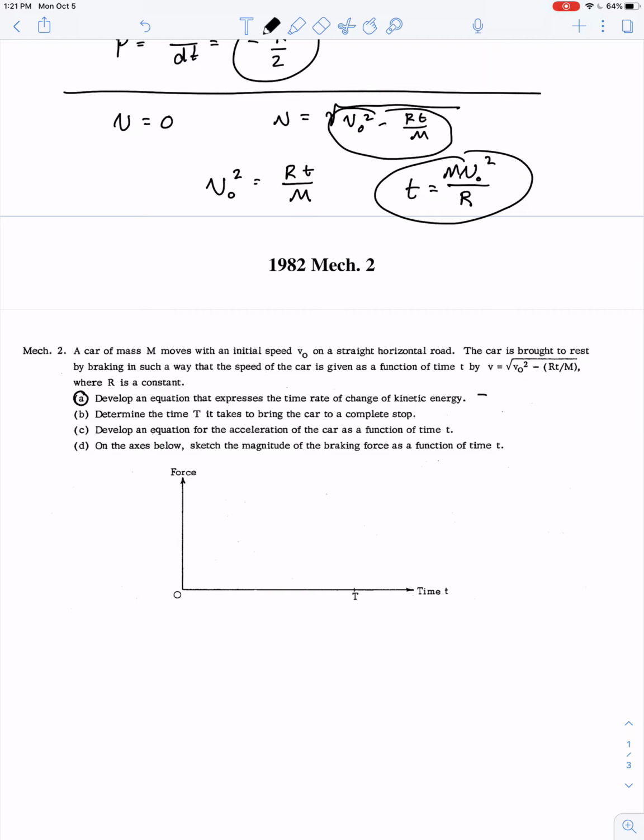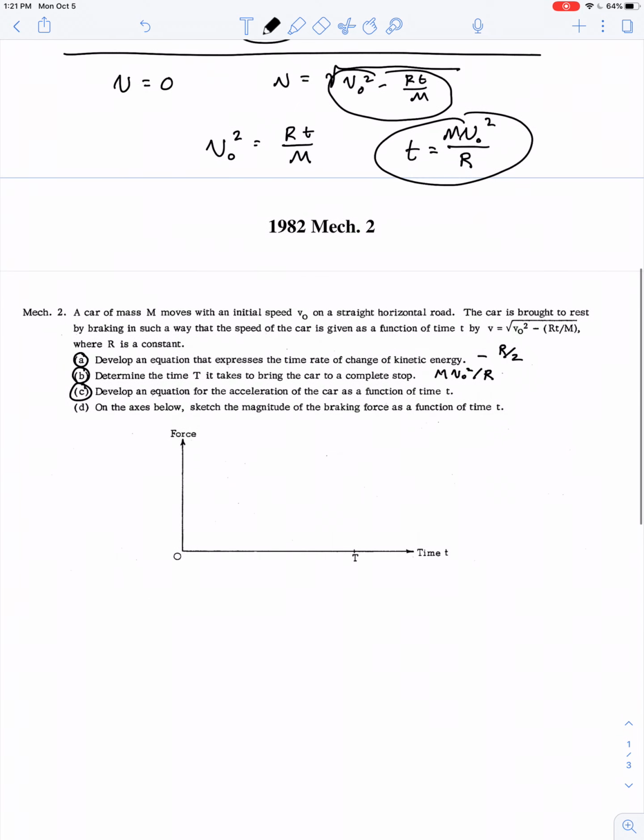So part A, negative r over 2. Our answer to part B, m v0 squared over r. Now part C, develop an equation for the acceleration as a function of time. Well, acceleration is just equal to the first derivative of velocity with respect to time. So our velocity is v0 squared minus rt over m to the 1/2 power.